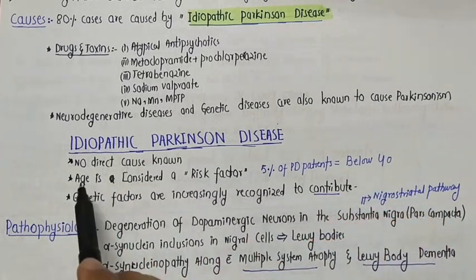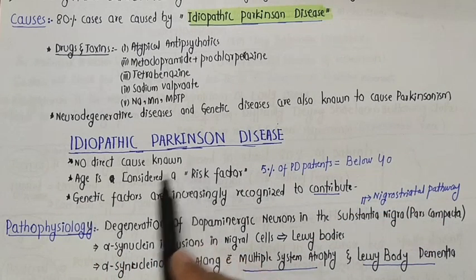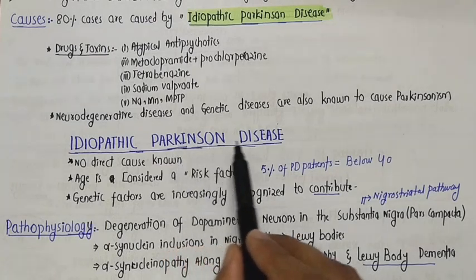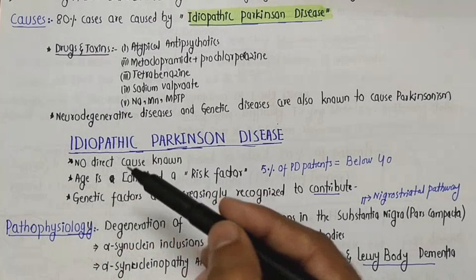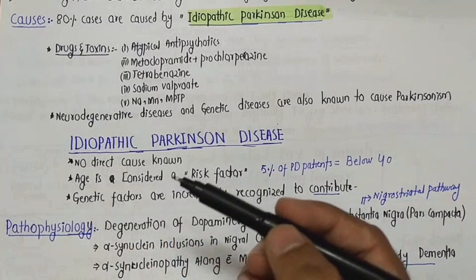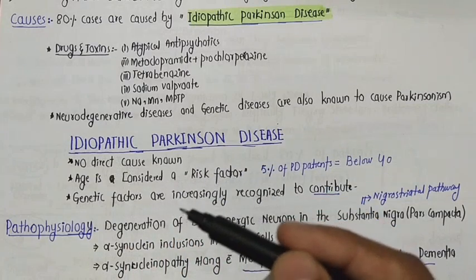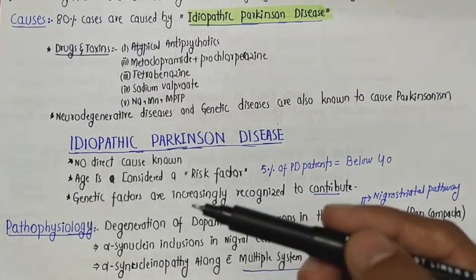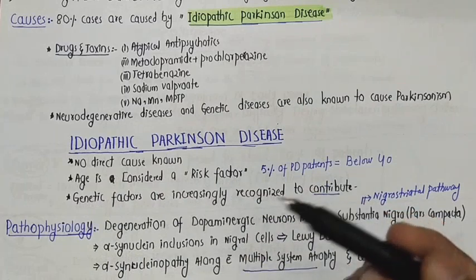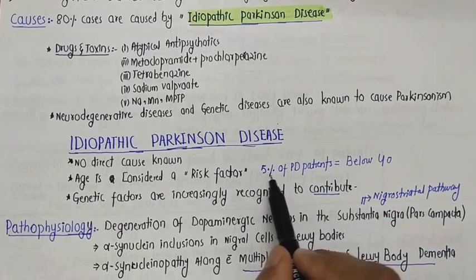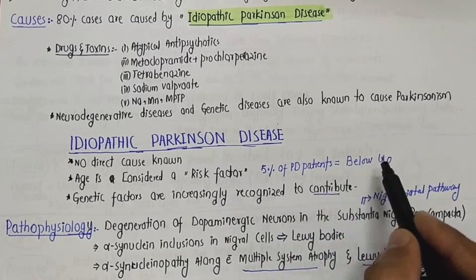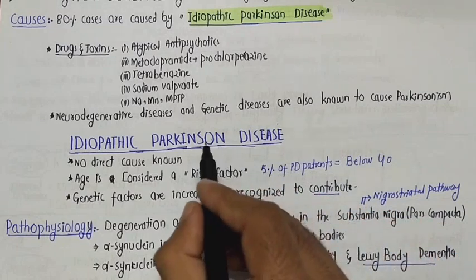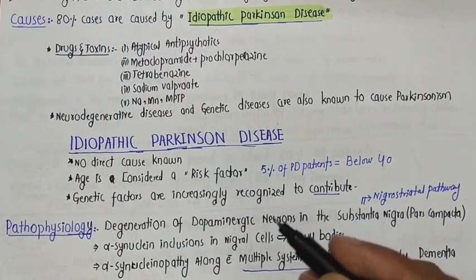Among risk factors, age is considered a risk factor, and genetic factors are also recognized to contribute to the development of Parkinson disease. Although it is a disease of the elderly, most patients you will see will be beyond 70 and 80, and only 5% of Parkinson disease patients are below 40. The average age of onset for Parkinson disease is 60 years.